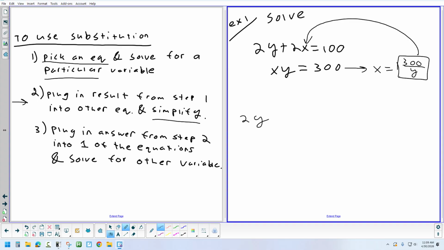So the 2y is going to stay the same. You're going to have 2 times 300 over y equals 100. Okay, what's 2 times 300 over y? 600. Yep, 600 over y.